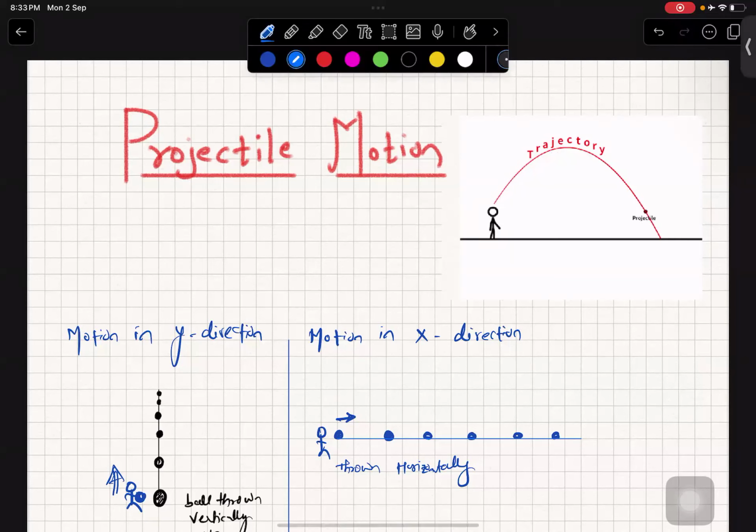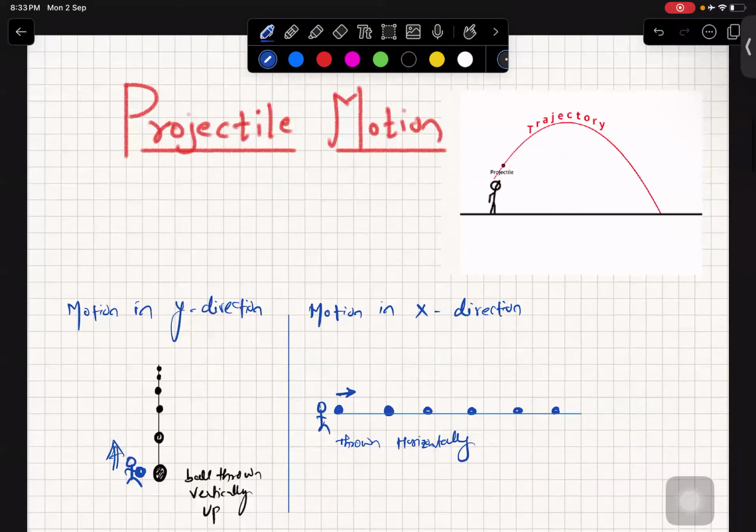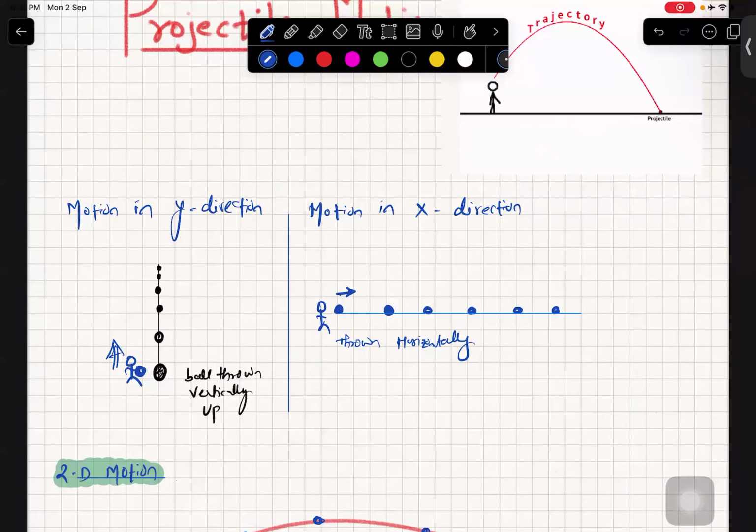We have seen earlier in kinematics the motion in one direction. For example, when an object is thrown vertically up, it is affected by the acceleration due to gravity. Its velocity keeps reducing until it reaches the maximum height, and it follows this trajectory. If the same object is thrown horizontally, the acceleration horizontally is considered as zero.